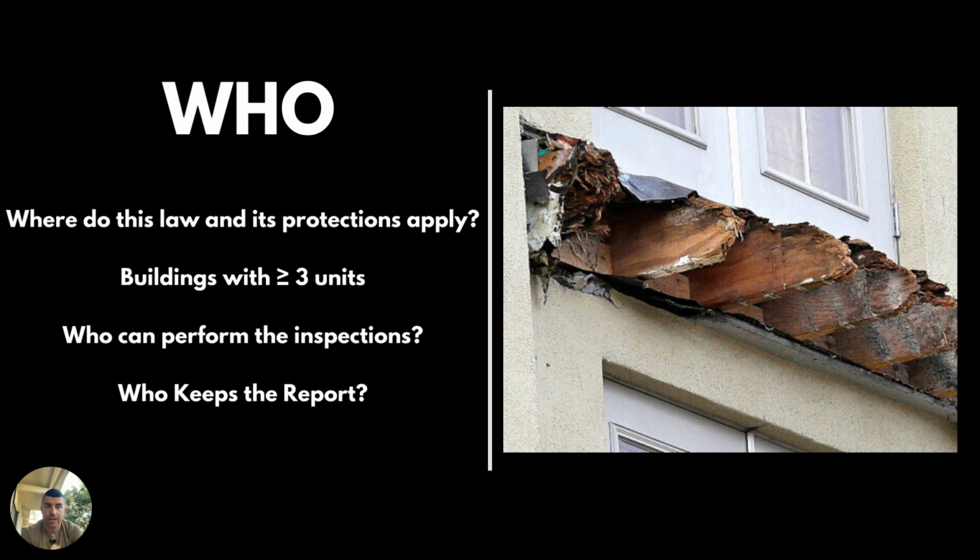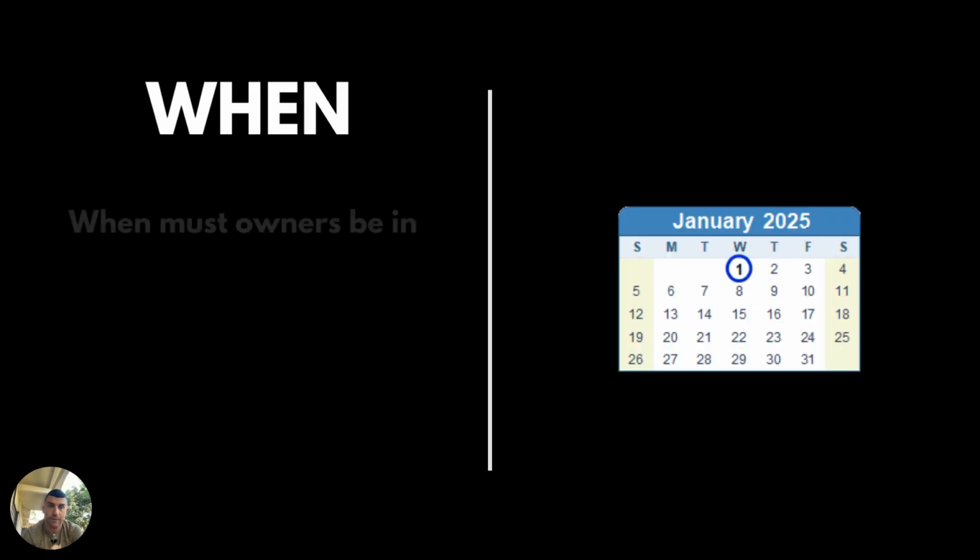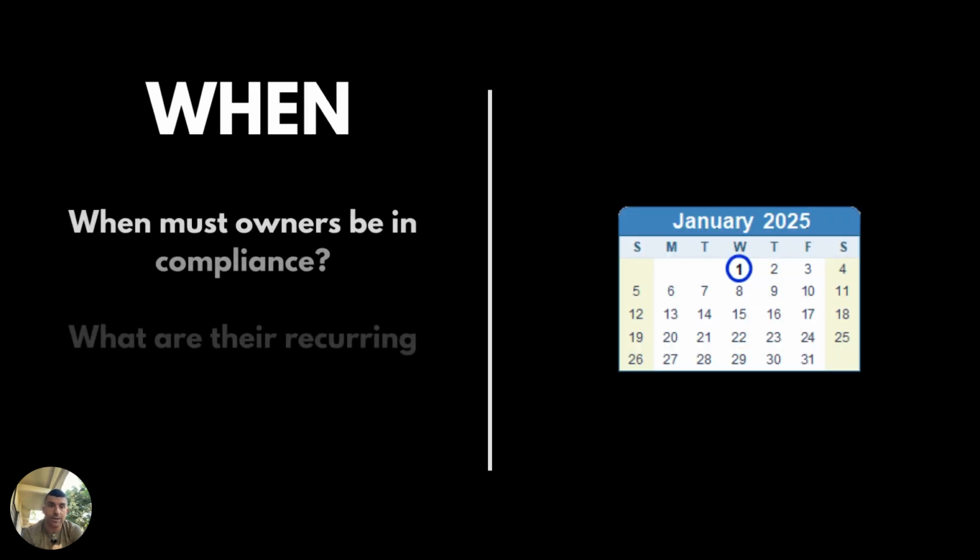If you don't have any balconies, you just have a multi-story 3+ unit building, and there's no place for people to reside outside on an elevated structure, there's no walkways, etc., you might be okay not having this law apply to you. But check with an attorney first. Definitely check. Now, when? So when must the owners be in compliance, and what are their recurrent obligations?